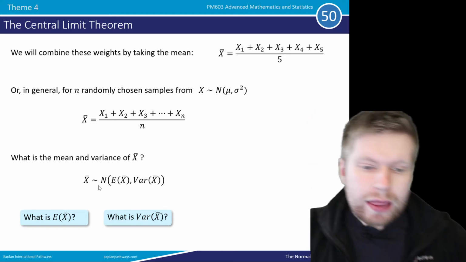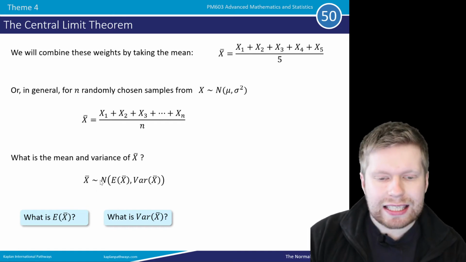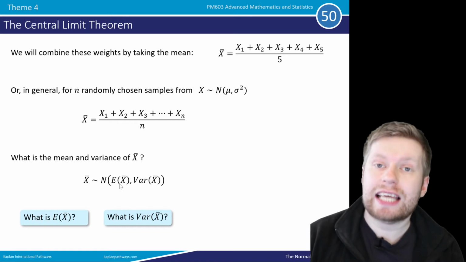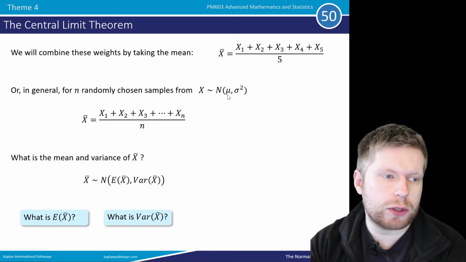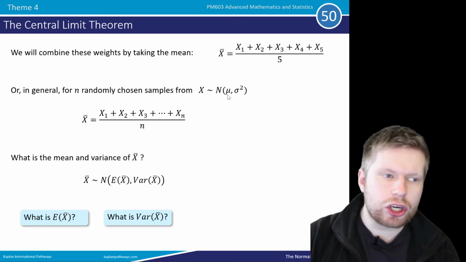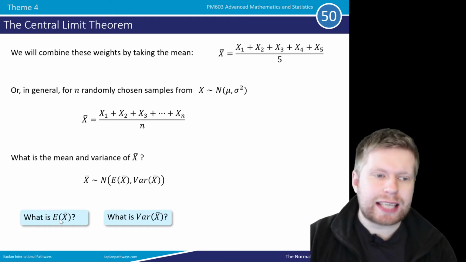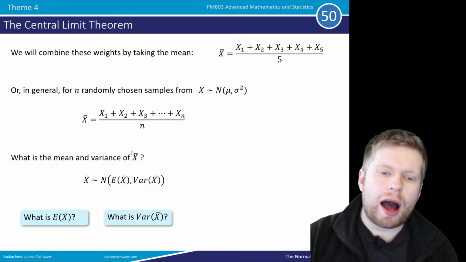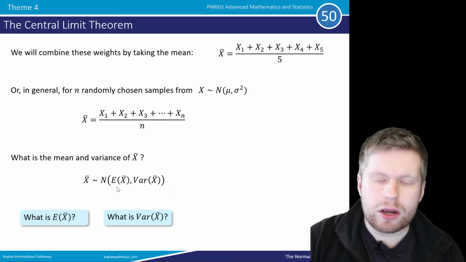Because I know that if x bar, the mean of my samples, is still going to follow a normal distribution, I effectively need to find out what goes here, so what's the expectation, and what's going to go here, which is the variance. Because remember, that's how I set up my normal distribution. Two parameters, expectation, or mean, and variance here. So I need to work out what is the expectation of x bar, and what's the variance of x bar, and then I'll have a new distribution for my mean of my samples.